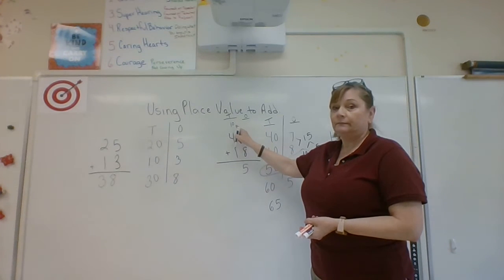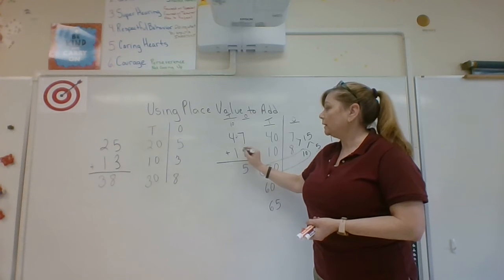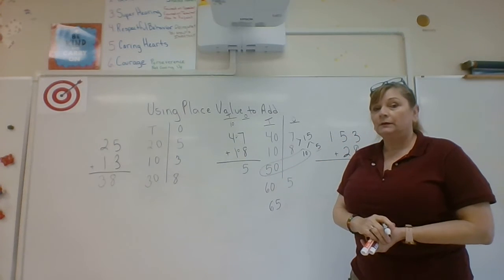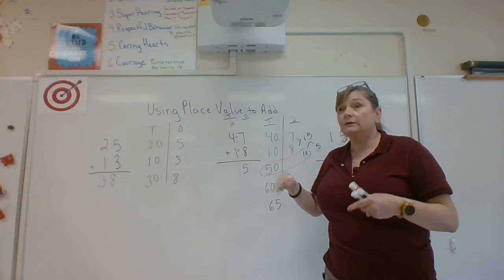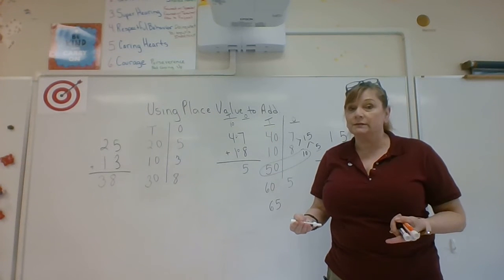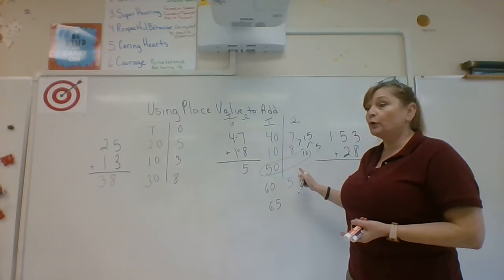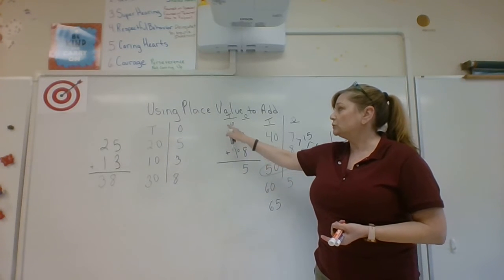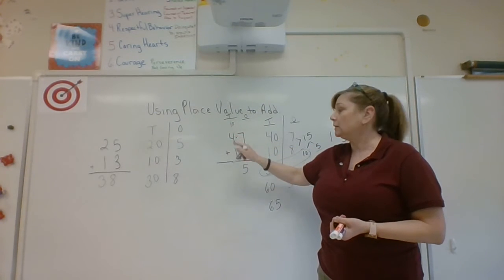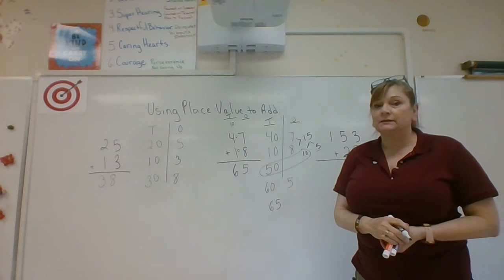You've carried a 10. This 4 is actually a 40. This 1 is actually a 10. So even though we are ignoring the zeros because they're just place value holders for us, we are adding our ones and we are regrouping the 10. And 40 plus 2 tens, 20, is 60. And our answer remains the same.